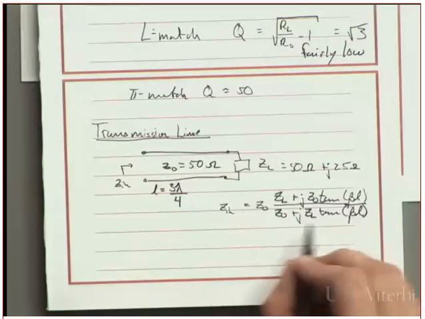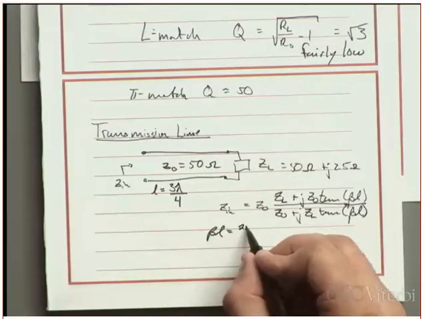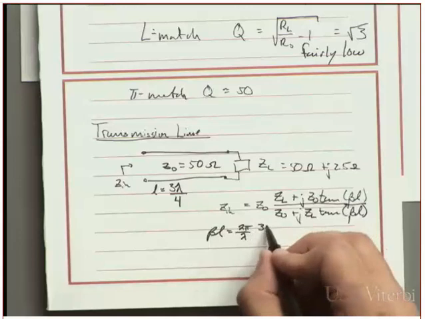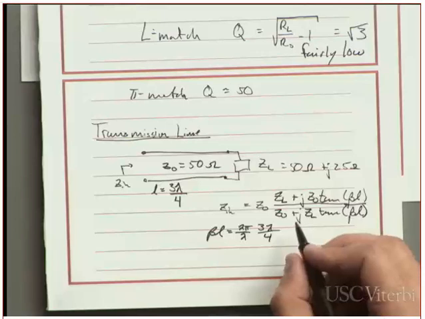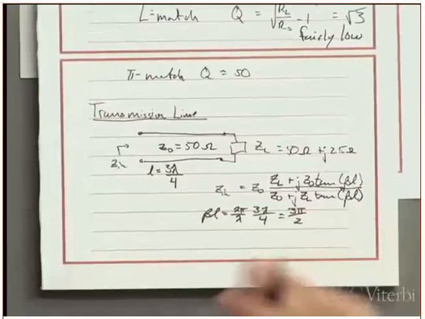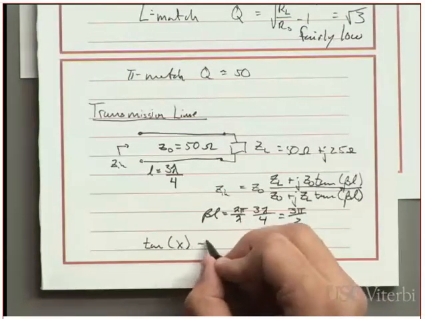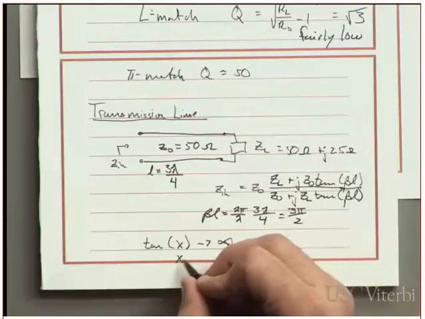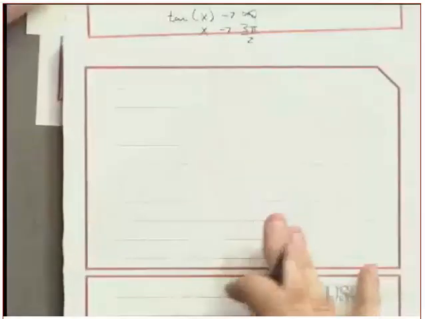So if I look at what I have here, beta times L is equal to, well, beta is 2 pi over lambda, and my length is 3 lambda over 4. So what I'm left with is, yeah, exactly, 3 pi over 2. And you're gonna be amazed. Tangent of x goes to infinity as x goes to 3 pi over 2. Ta-da. Clearly, I chose this for that very reason. Just makes a kind of interesting example.